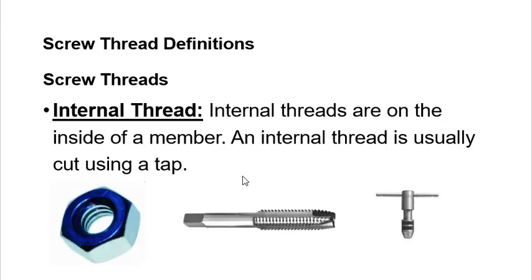Another type of threading is internal threading, where the thread you can see is, of course, inside of the member. Okay, so if you look at this, you can see the threads are internal, inside. In machining, we make the internal thread by making a cut, and you use a tap to do that cut.